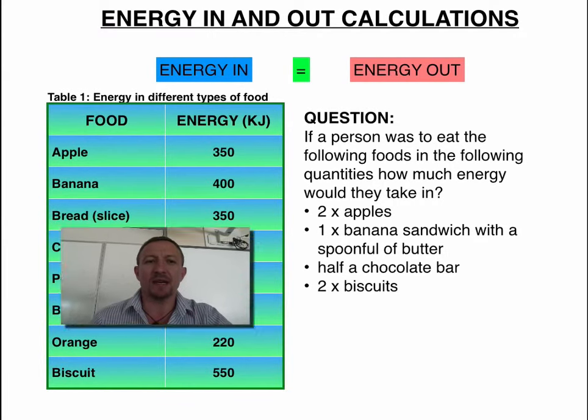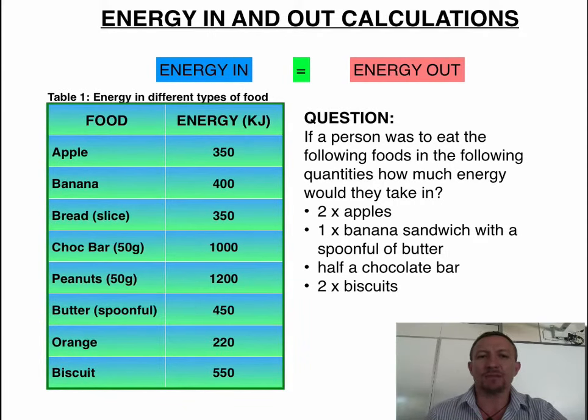So in this table here, table 1, we've got a number of foods down the left-hand column, and down the right-hand column there is the energy that they give in kilojoules. Now these numbers are arbitrary, i.e. they're just made up. They don't relate to anything in reality, they're just numbers that we can use. So we can see here that an apple gives us 350 kilojoules of energy, a banana 400 kilojoules of energy, a slice of bread 350 kilojoules of energy, etc, etc.